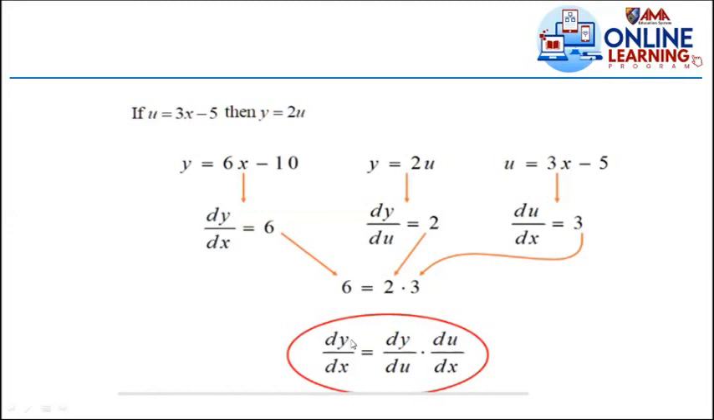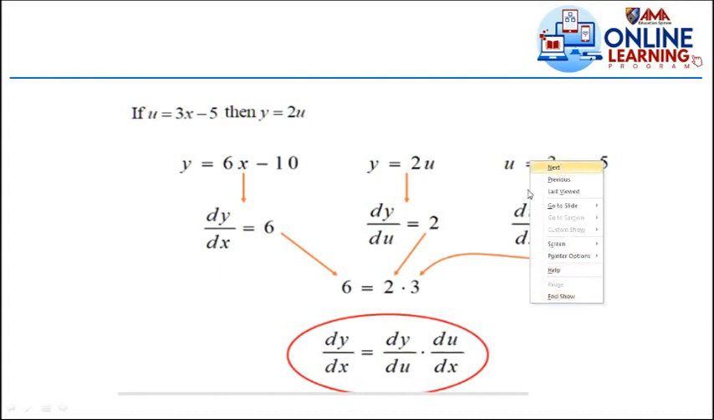So from our original equation, we have y equal to 6x minus 10. This represents dy/dx, which is equal to dy/du, the derivative of y with respect to u, multiplied by the derivative of u with respect to x. So that is our new formula: dy/dx is equal to dy/du multiplied by du/dx. If we look at our equation, the du will cancel, so dy/dx is the same as dy/dx.